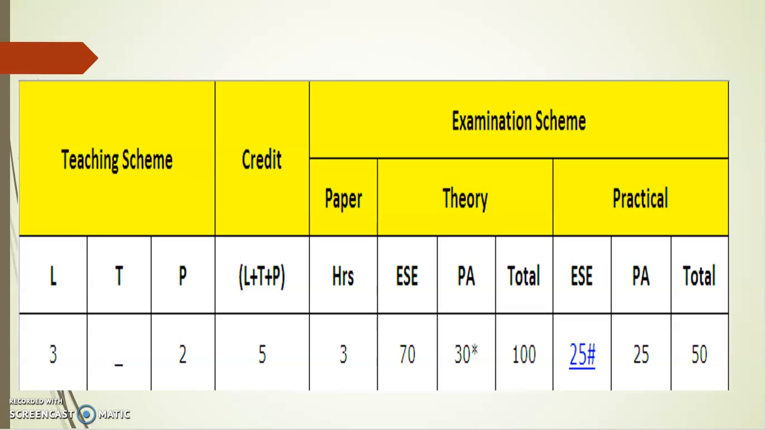Then the practical end semester exam is 25 marks. This practical exam will be an external practical exam. Then PA will be your term work marks, 25 marks. So total practical marks will be 50 marks. So this is the overall teaching scheme and examination scheme for the Elements of Electronics subject.